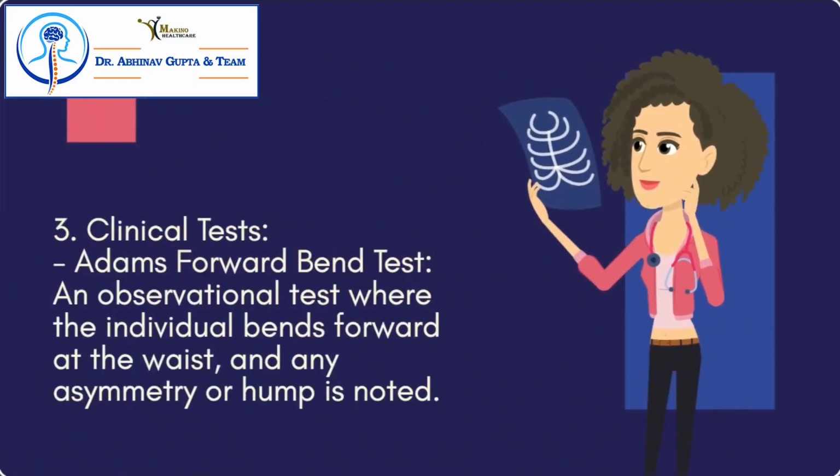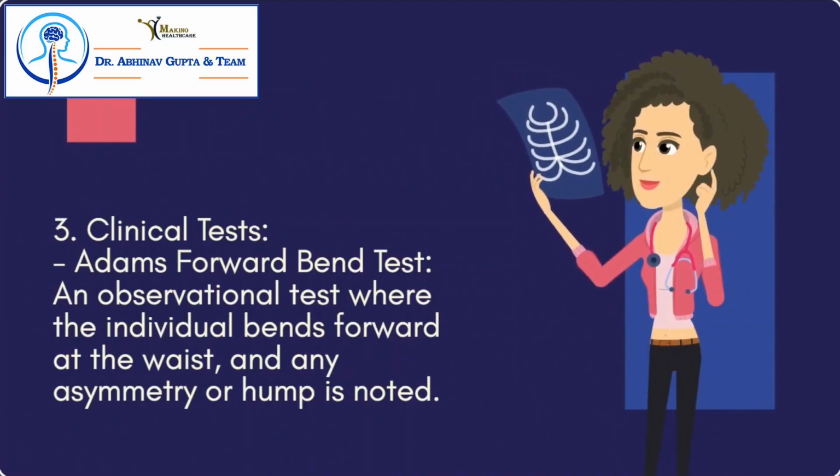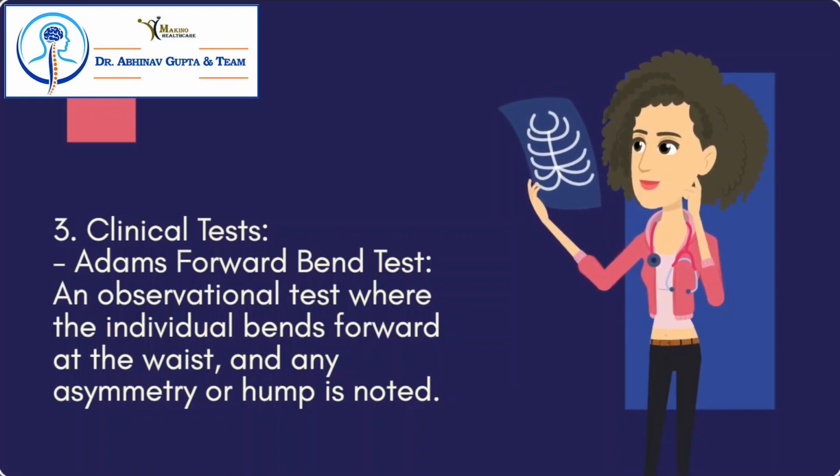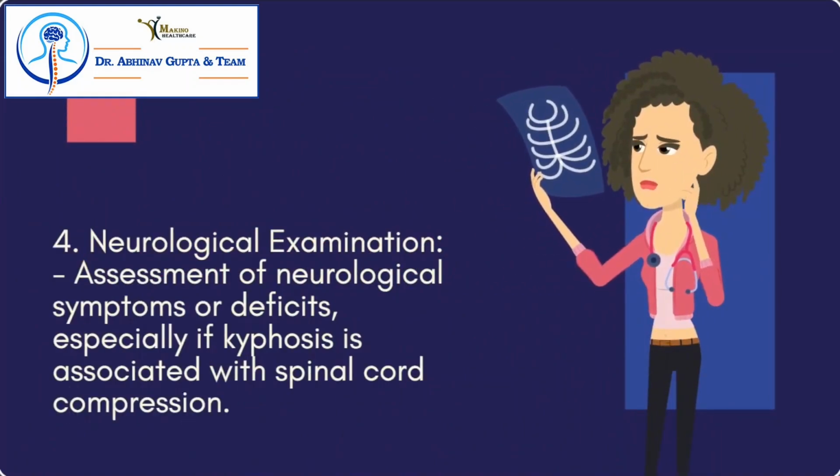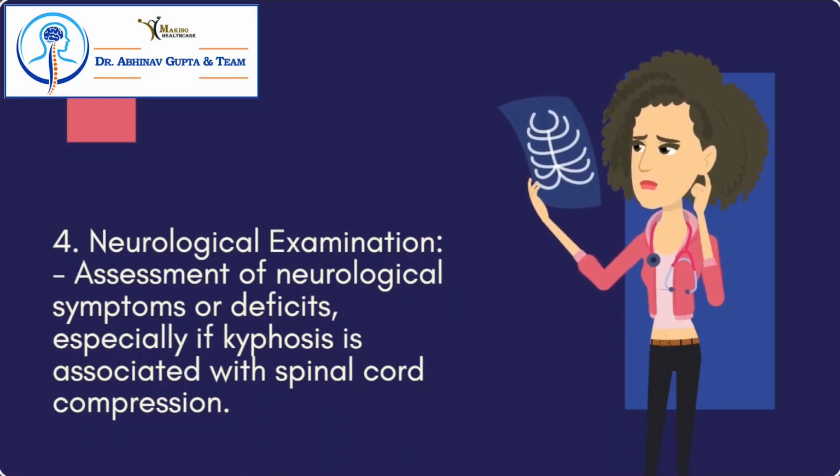3. Clinical tests. Adams forward bend test, an observational test where the individual bends forward at the waist, and any asymmetry or hump is noted. 4. Neurological examination. Assessment of neurological symptoms or deficits, especially if kyphosis is associated with spinal cord compression.